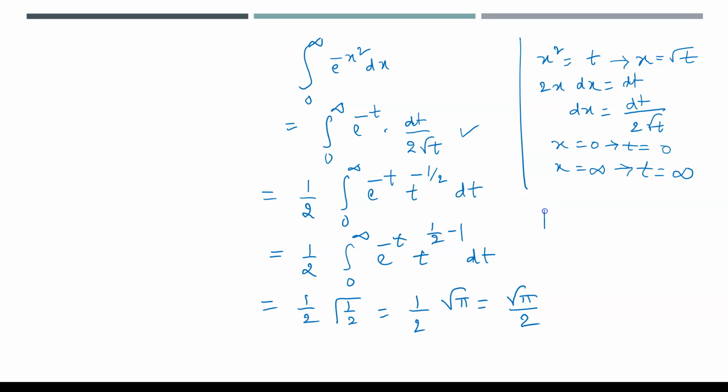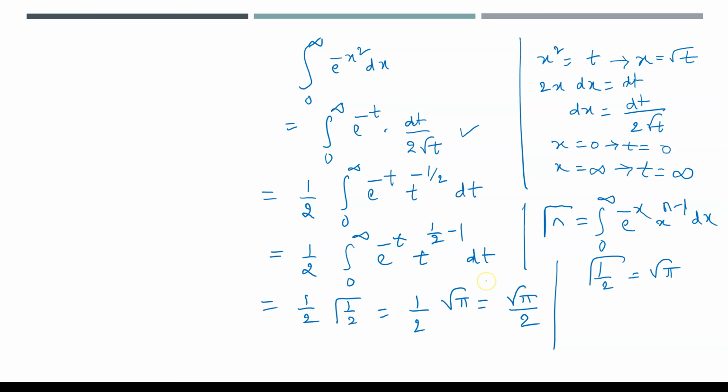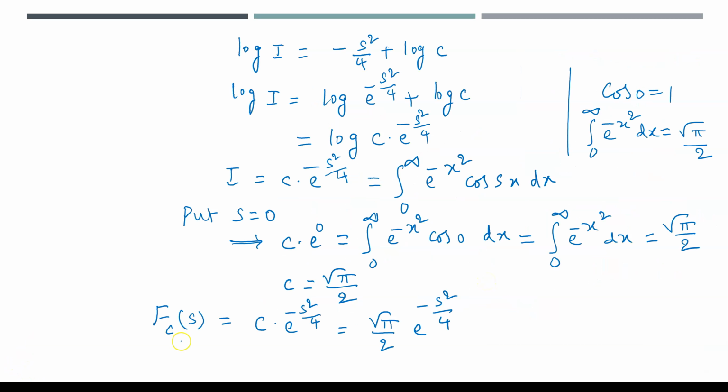Then according to the gamma function, gamma n equals the integral from 0 to infinity of e^(-x) x^(n-1) dx. According to this definition, this is nothing but gamma of half. The value of gamma 1/2 equals root pi. So we get 1/2 times root pi, that is root pi by 2. So the Fourier cosine transform equals root pi by 2 times e^(-s²/4).